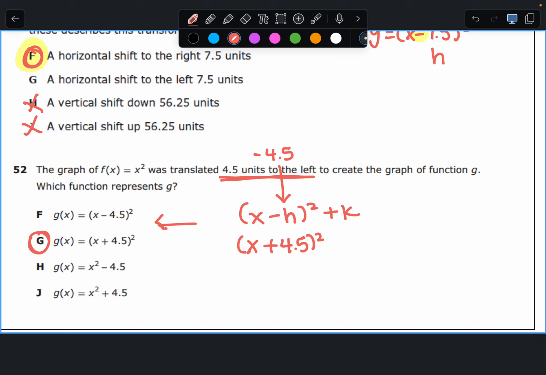Now, H and J, if you type this in the calculator, those are just moving up and down. This one moves it down. This one moves it up.